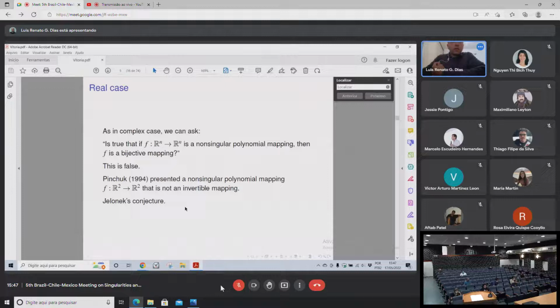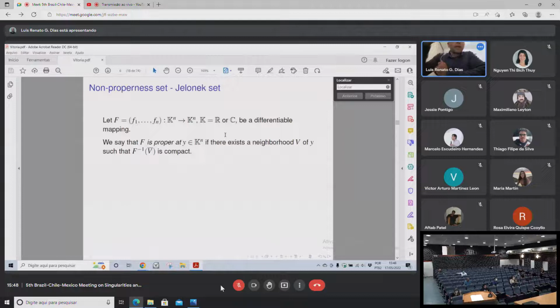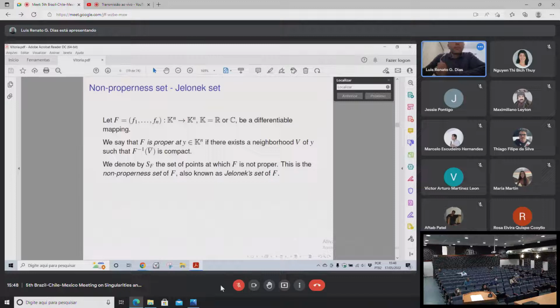In the real case, you have the Jelonek conjecture, an open problem. To present the Jelonek conjecture, we need some definitions. So given a differentiable mapping F from Kn to Kn, K the real or the complex numbers, we define the Jelonek set in the following way. We say that F is proper at y in Kn if it's possible to find a neighborhood V of y such that the preimage of the closure of V is a compact set. With this, we can define the non-proper set. We denote by SF the set of the points in Kn such that F is not proper. This is called the non-proper set of F, also known as the Jelonek set of F.